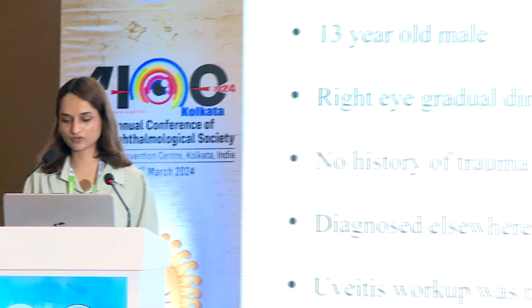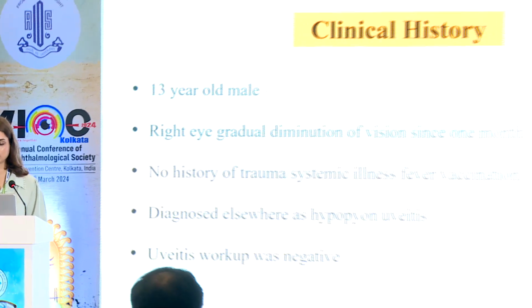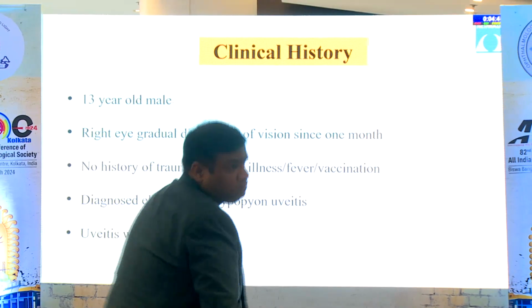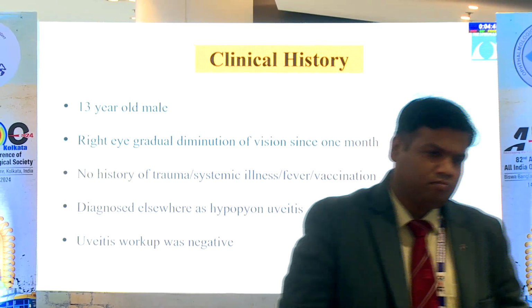Myself, Dr. Aditi Joshi. I'll be presenting my paper on a new foe in endogenous endophthalmitis. So, a 13-year-old male presented with right eye gradual diminution of vision since 1 month. He denied history of trauma or systemic illness. He was already diagnosed elsewhere as hypopyon uveitis and treated with topical and systemic steroids.